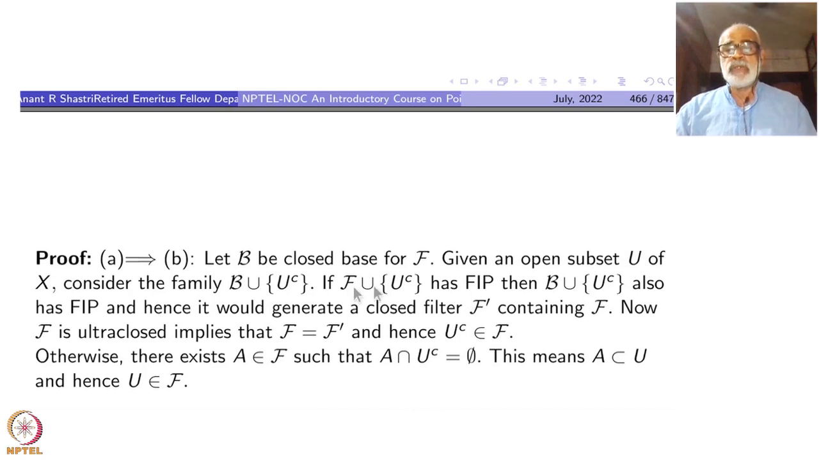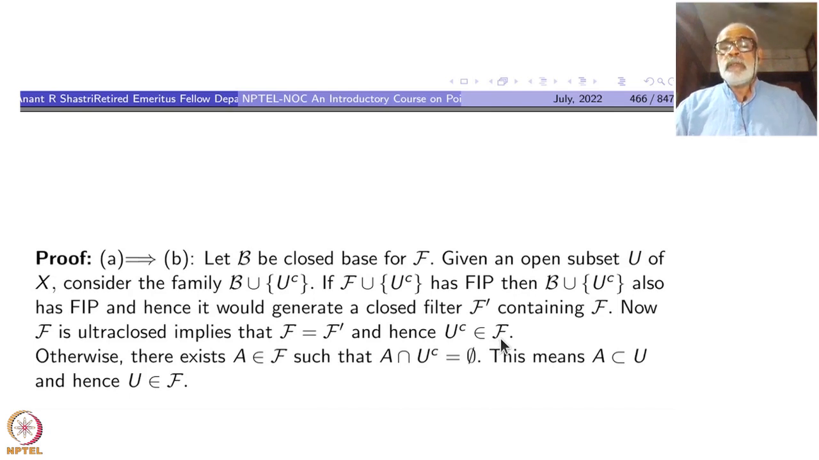So these are closed sets, and hence it would generate a closed filter F prime containing F. The moment you assume this family has the finite intersection property, there will be a filter F prime that will contain this F because it contains B. Now F is ultra-closed, therefore F must be F prime, which just means that U complement is in F.